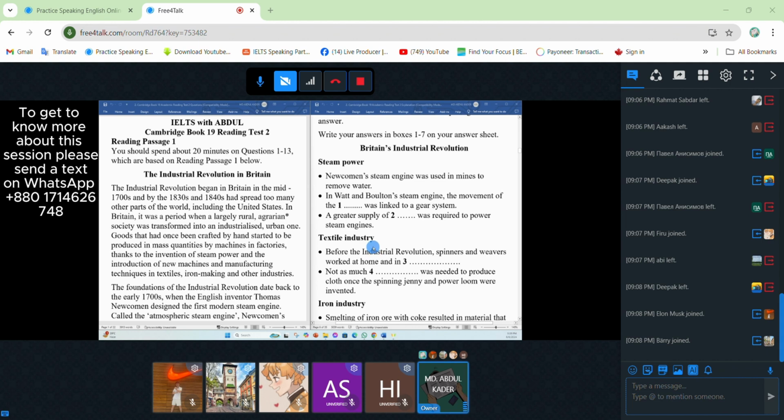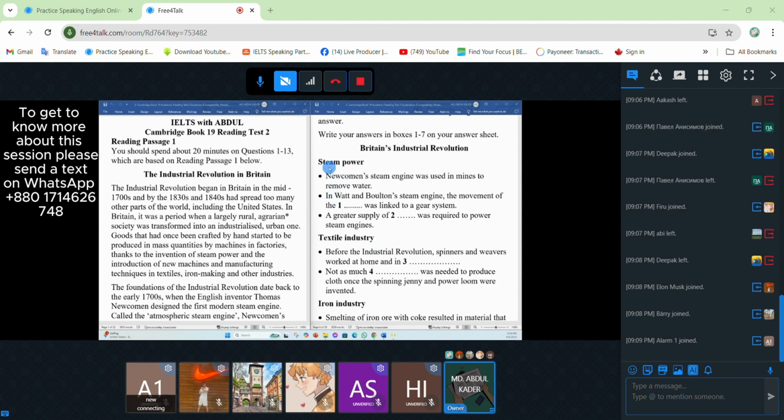So to answer question number 1, we have to read the question, then we will select some keywords so that we can find the exact location quickly or immediately. So here the first is steam power. So I think this is our first keyword, steam power. So we are going to select this keyword, steam power.